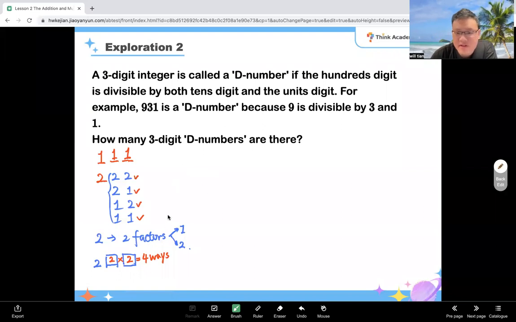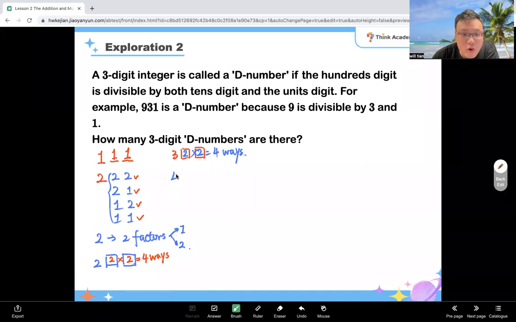I think if you understand this way, if you start with 3, let's see, guys. For number 3, how many factors do you have? 2 factors, right? Since you got 2 factors for 3, that means for this tens digit, you have 2 choices. And for this ones digit, you got 2 choices as well. So you multiply them together, you got 4 ways. Make sense?